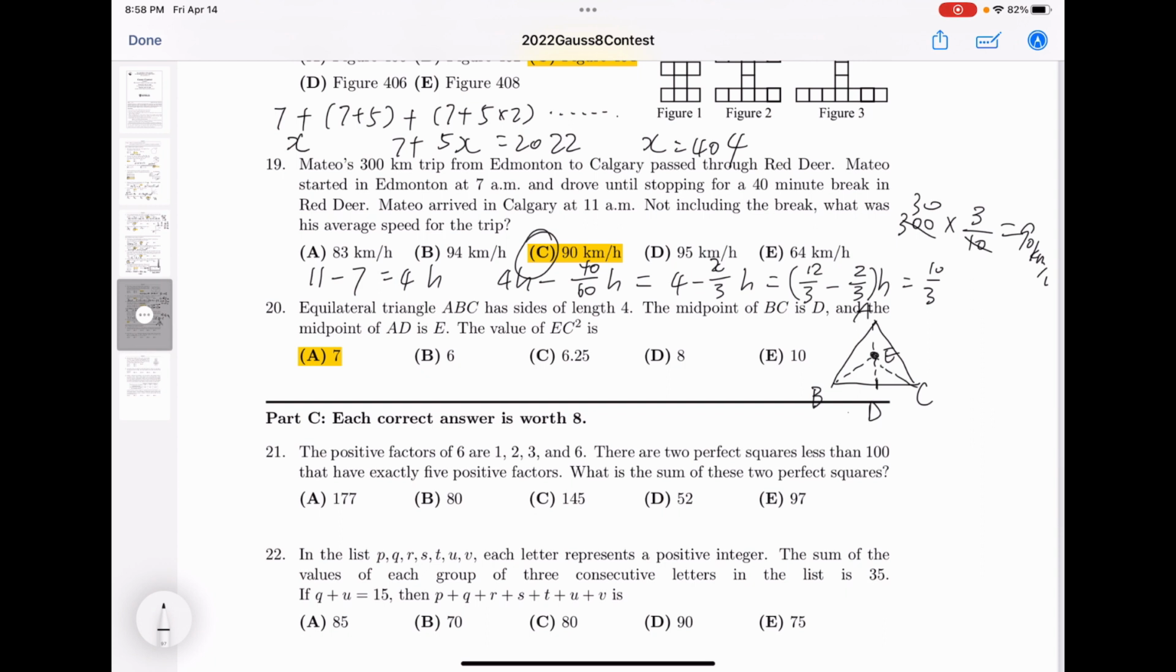It's this line squared, and we know the side length is 4, and because it's an equilateral triangle, we know that AD must be 4 over 2 times square root of 3, which is 2 square root of 3. And because E is the midpoint of AD, ED must be square root 3. And DC is 2. BD is also 2. And by the Pythagorean theorem, EC squared is square root 3 squared plus 2 squared, which gives us 7.